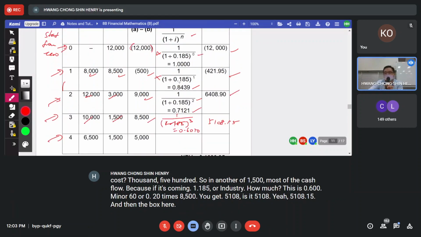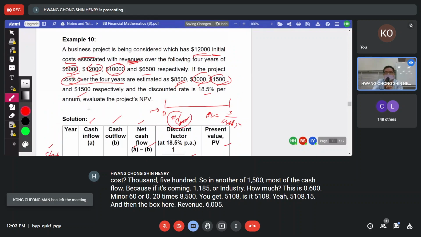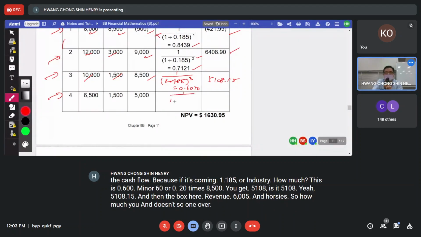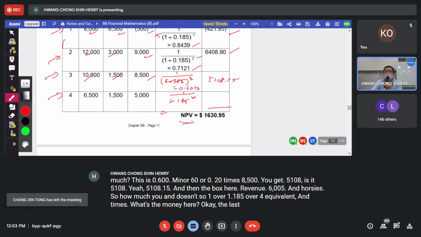And then the fourth here, revenue 6,000 and cost is 1,000. So how much do you earn here? 5,000 now. So 1 over 1.185 to the power 4. Calculator, how much? Then you times. What's the money here? Okay, the last NPV here.